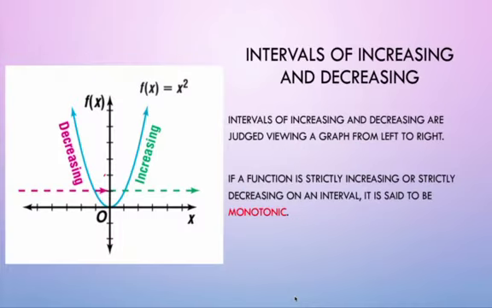Intervals of increasing and decreasing are judged viewing a graph from left to right. So from this end going this way is decreasing, going this way is increasing. If a function is strictly increasing or strictly decreasing on an interval, it's said to be monotonic.